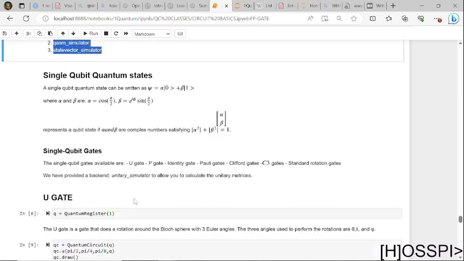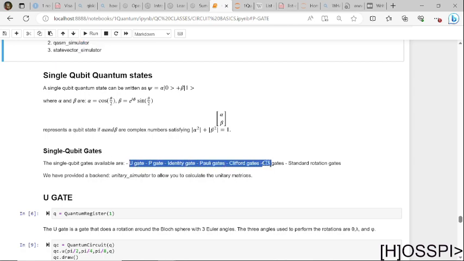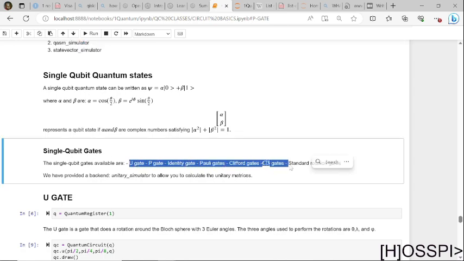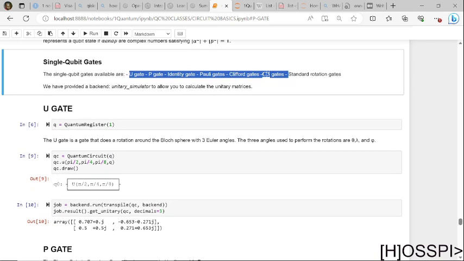We have state simulators. Looking at the quantum qubit state, we have a single state. This is the single state of quantum computing, where we have an alpha and a beta, which is equal to 1 when we are representing it in qubit state. So this is what we are going to get. In single state, the single qubit gates are available in such ways: we have the U gate, the C gate, the Pauli gate, the amplifier gate, the P gate, and the U gate. So we are going to be talking about these single gates that we have.